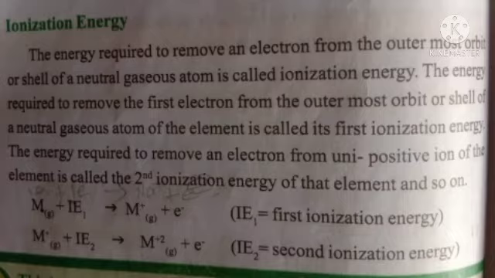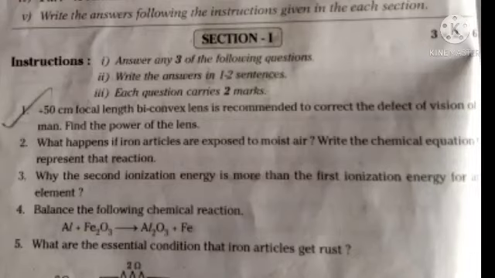The next question. Balance the following chemical equation: aluminium plus ferric oxide gives rise to aluminium oxide plus iron. We know that it is a direct question. 2Al plus Fe2O3 gives rise to Al2O3 plus 2Fe.